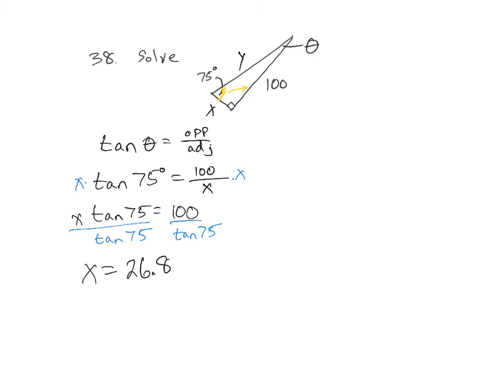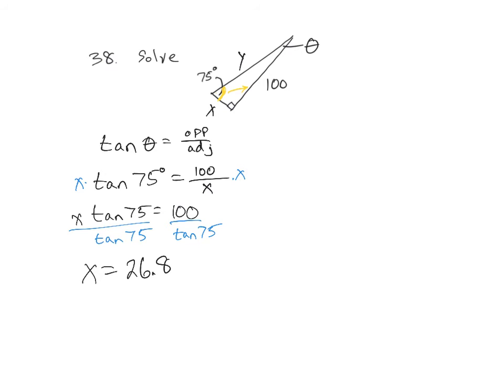It doesn't say what to round it to, so just go to the tenths always if it doesn't tell you what to do. Now let's go to the next. Oh wait, I'm sorry. We got to solve for y. So let's not use 26.8 for x. Let's not use the stuff that we find until we have to. Let's use what we've been given.